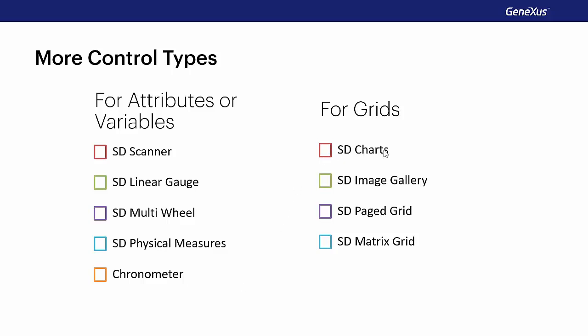For grids, we also have more types of controls, for example, SD charts to show pie charts or timelines. SD image gallery to show images, SD paged grid that has a special way of paging and displaying the number of grid pages, or SD matrix grid that allows us to work with complex information in two-dimensional tables. This is only a limited list. You can look for more information about this and other controls in the GeneXus wiki.